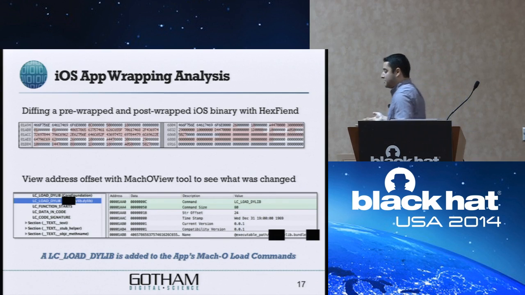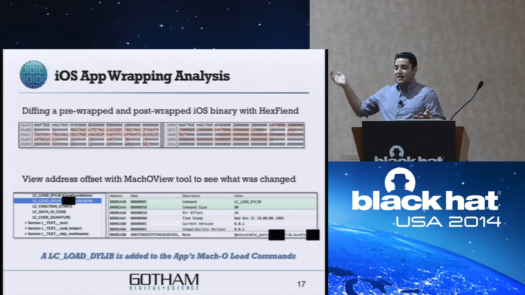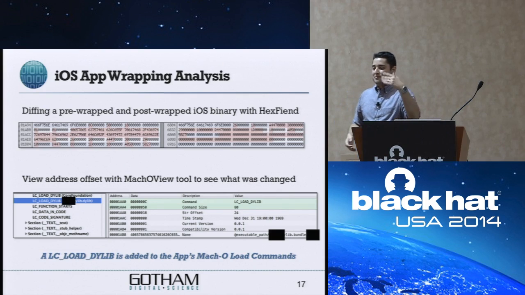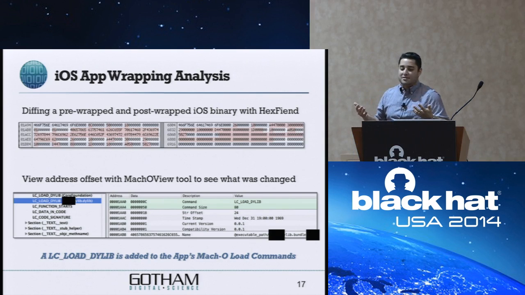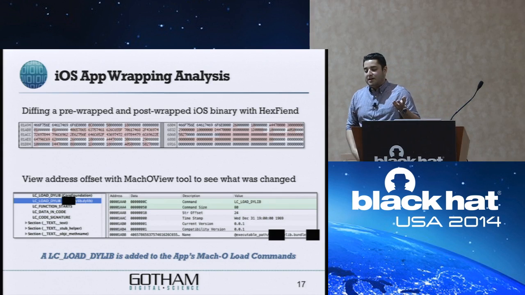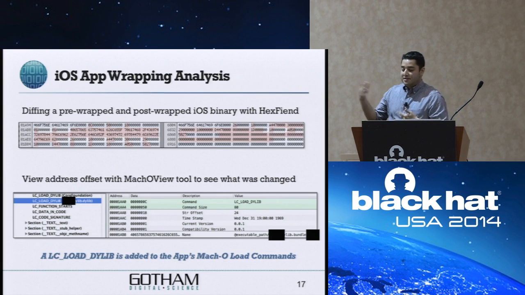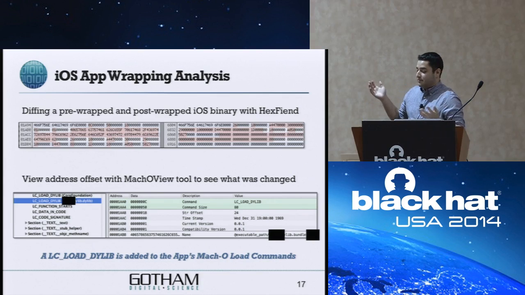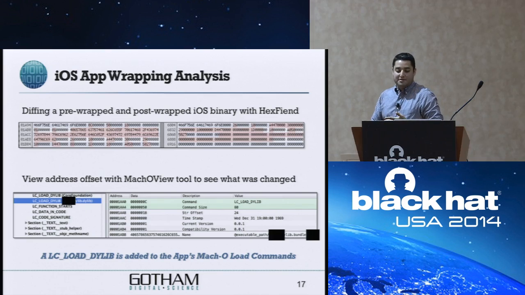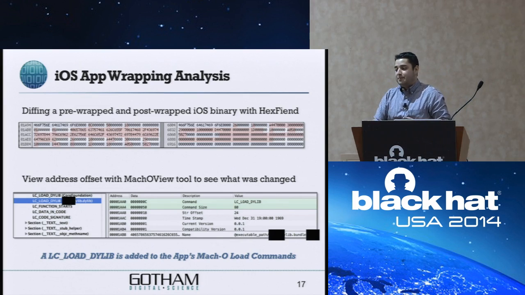So what's the first step when you're trying to determine what changed, let's say something got patched? You get the pre-patched executable and the post-patched executable, diff them, and you know where to start looking. So I did the same thing. I got a pre-wrapped IPA file, and then a post-wrapped IPA file, unzipped them, compared the executables, and diffed them. I opened it up in a hex differ tool, which pointed out in red where there was a change.